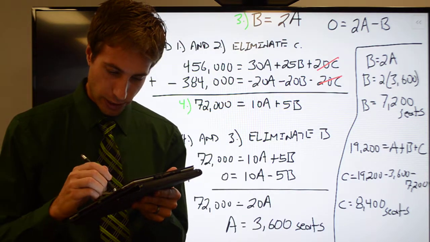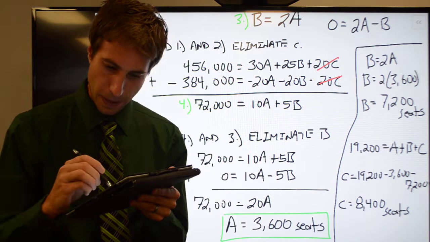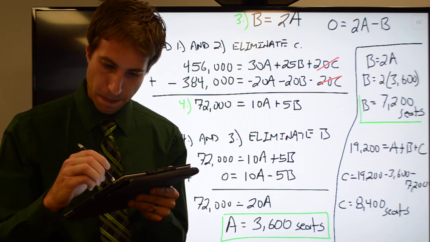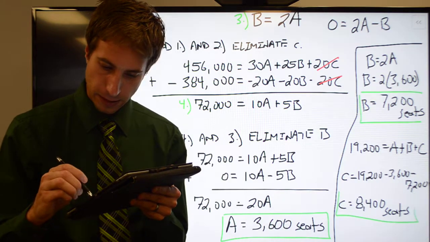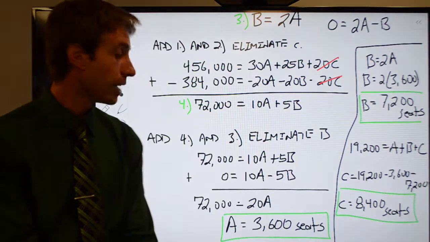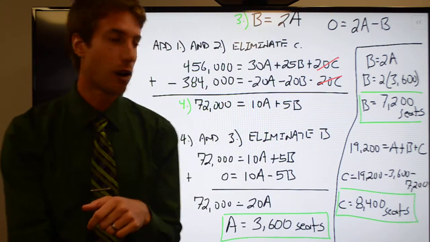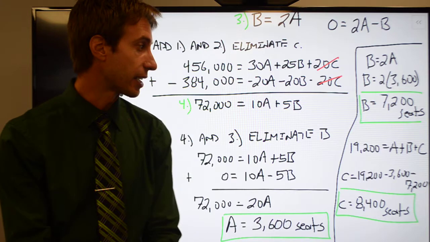And there's my answers. There is A, B, and C. And you just figured out how many seats there are in each section of this particular amphitheater.